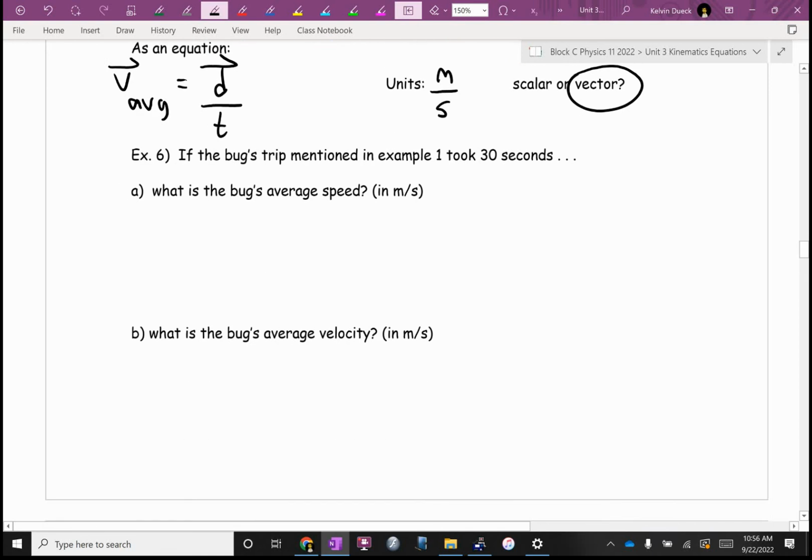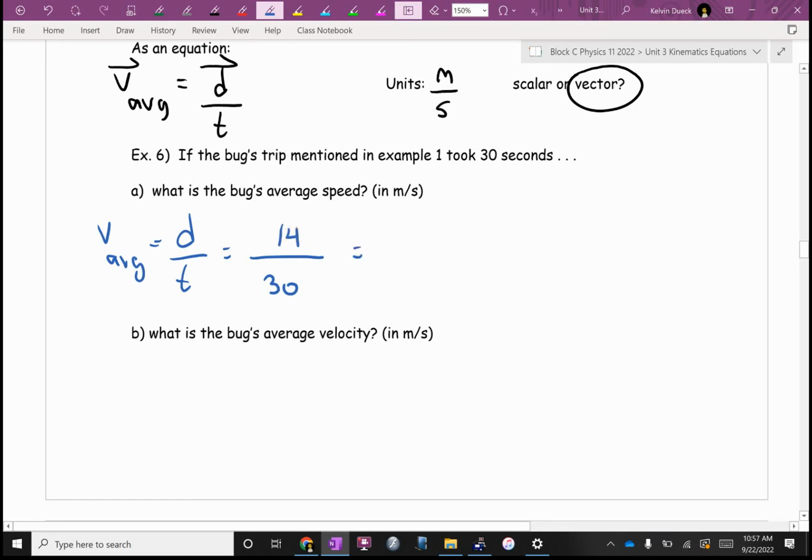Let's look at an example. Suppose the bug's trip mentioned in example 1 took 30 seconds. What's the bug's average speed? Well, average speed is equal to distance over time. Derek, how much time has elapsed in this question? They told me. So it's going to be over 30. Derek, can you go back to example 1 and tell me the bug's distance, please? My brain is remembering 14, but I might be totally misremembering. Was it 14?